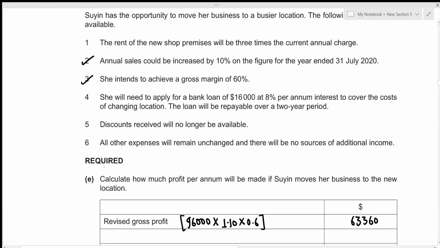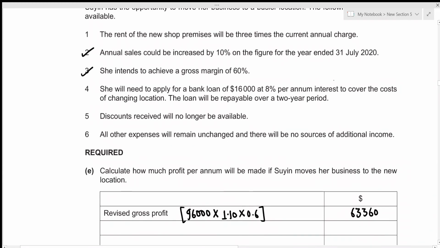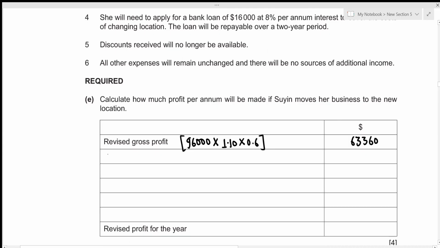Now what we can do is consider the rent. The rent of the new shop premises will be 3 times the current annual charge. So let's look at the annual charge. Shop rent was 3,070, so that's going to be 3 times. So we just include the rent, and rent is an expense, so we will need to subtract this. That's going to be 3,070 times 3, which gives us the total rent to be 9,210.